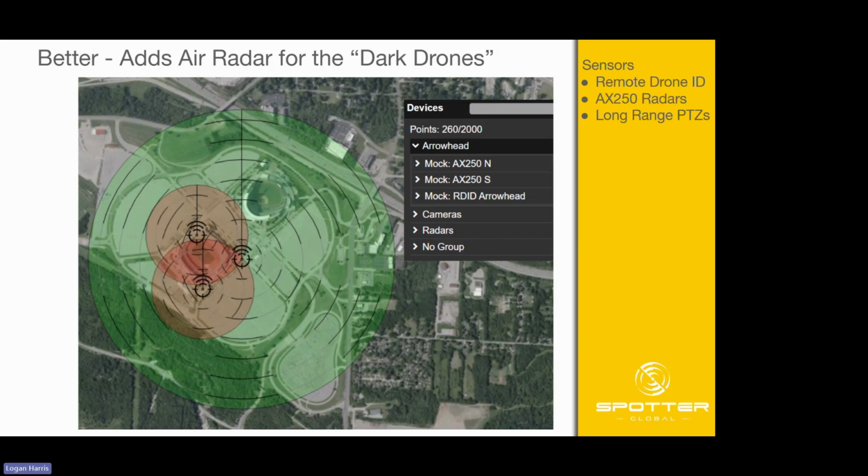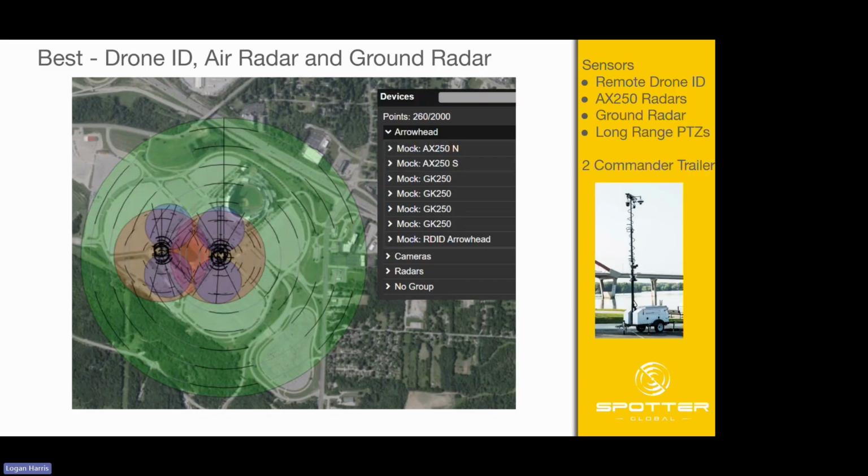Then, putting this together, you can couple it. This shows two different install points. We could also put this on a single installation point, and then add ground radars as well for tracking, below the field of view of the AX250, which are typically mounted higher. And if you want to look at ground traffic, then you can add ground radar.